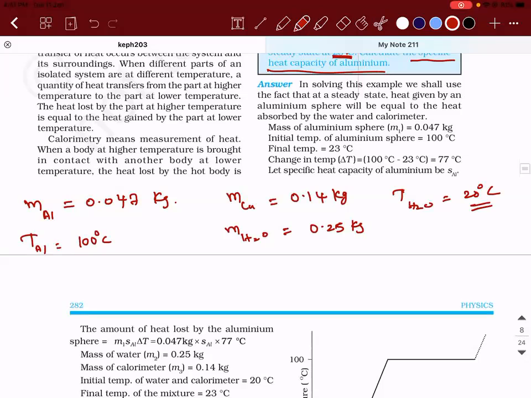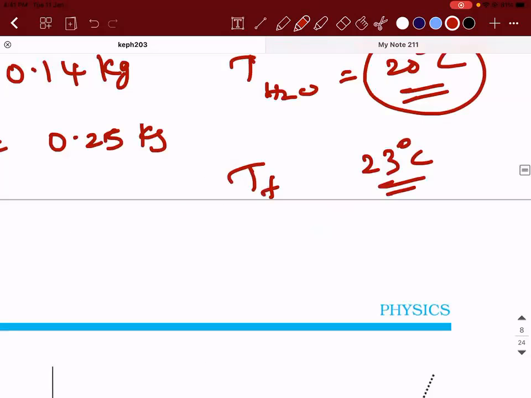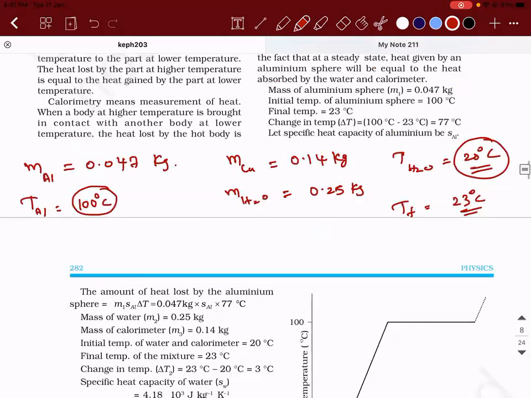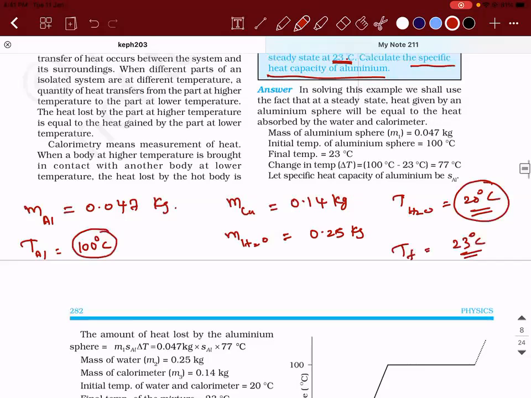Now, what is the initial temperature of the system? What is the initial temperature of the system? 20 degrees for the water. It is 100 degrees Celsius for the aluminum. What is the final temperature of the system? It is 23 degrees Celsius. So the final temperature of the system is 23 degrees Celsius. So what is the job? We need to calculate the specific heat capacity of aluminum.